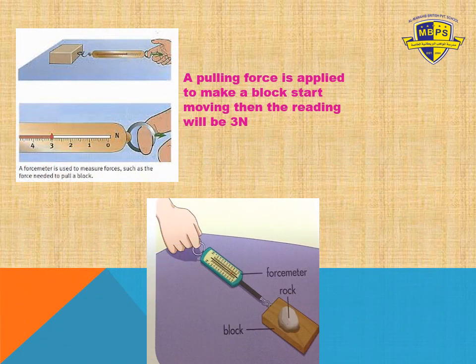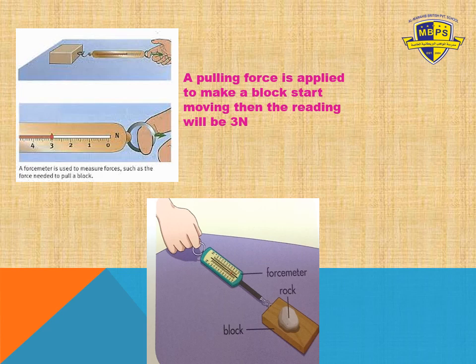Okay, grade 2. As you can see in the picture, you can pause the video, pause the slide and just check. When we are pulling the block, there's nothing on the block. When you're simply pulling the block, a pulling force is applied to make the block start moving. Then you can check how much the reading is. Who will tell me? Yes, I can hear. As you can see in the picture, you can find out how much the reading is when you're simply pulling the block. So how much is it? Yes, 3 Newton. N stands for Newton.